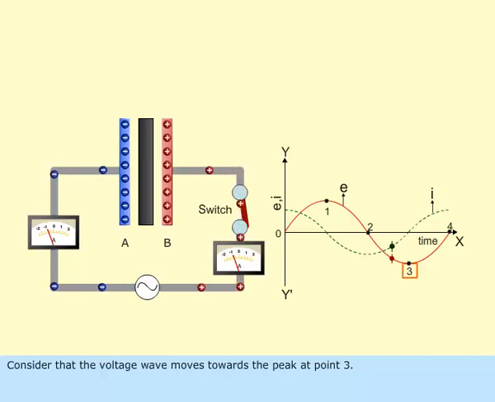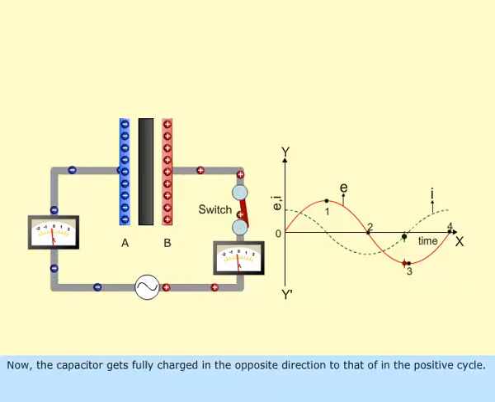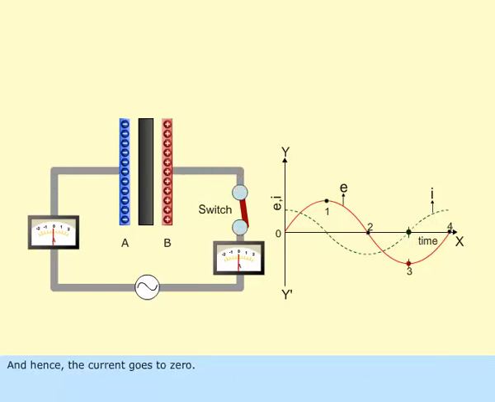Consider that the voltage wave moves towards the peak at point 3. Now, the rate of flow of electrons slows down. So current flow decreases accordingly. Consider that the voltage reaches the peak at point 3. Now, the capacitor gets fully charged in the opposite direction to that in the positive cycle. And hence, the current goes to 0.